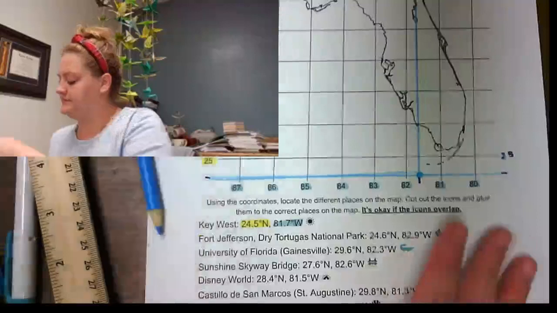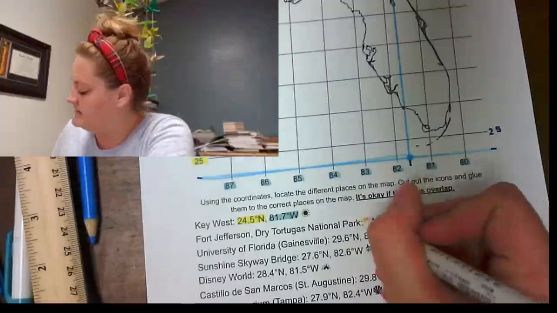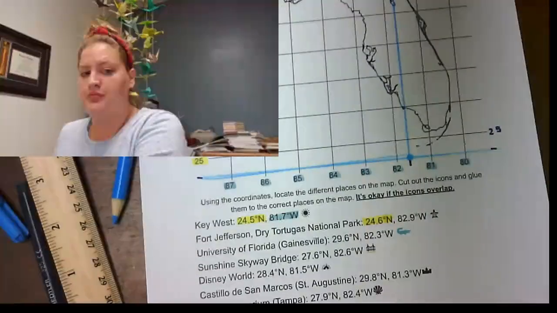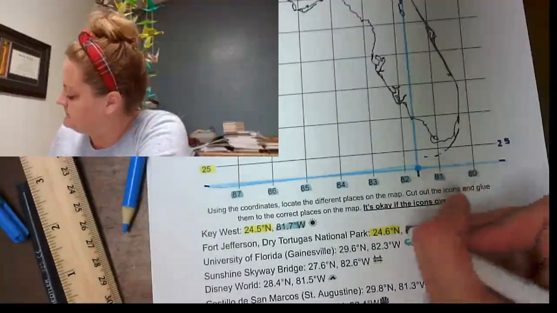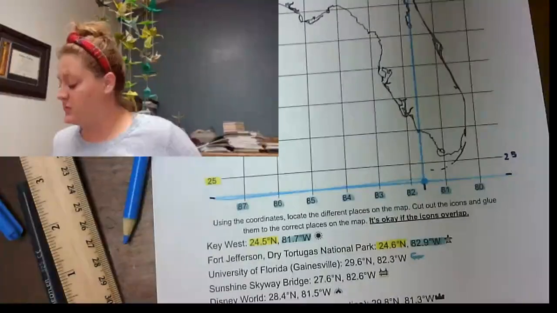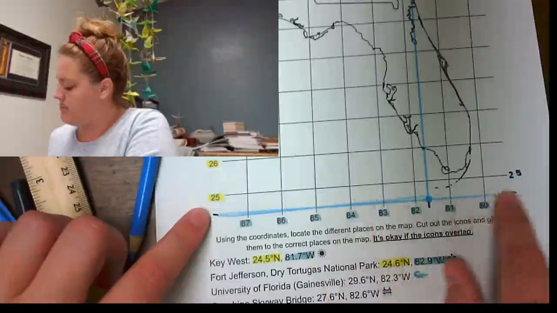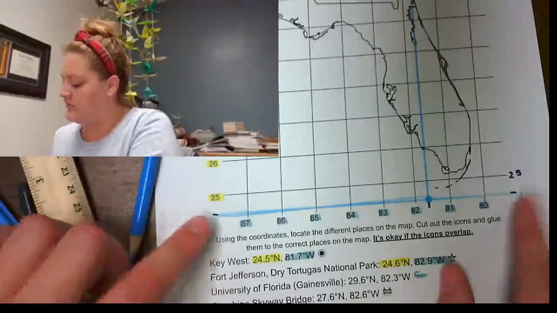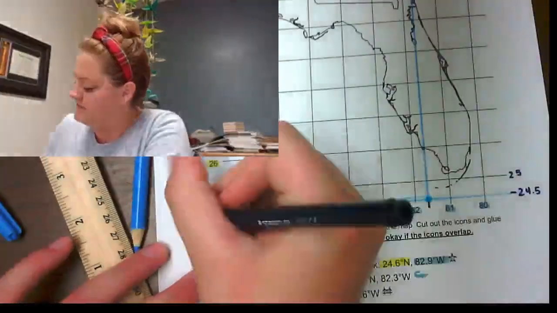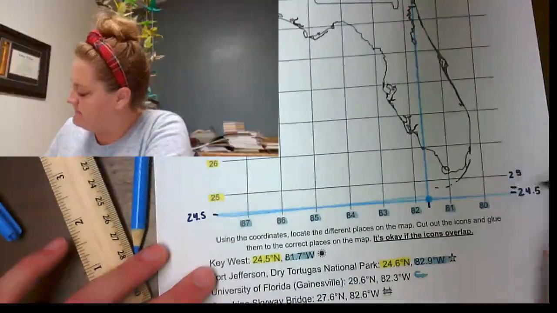Let's do a few more of these. Fort Jefferson, Dry Tortugas National Park. The latitude is 24.6 degrees north, and our longitude is 82.9 degrees west. And the little icon is a turtle. 24.6 degrees north. It's gonna be a little bit north of what we've previously drawn over here with the 24.5. This was 24.5, we just did that with the last one. 24.6 degrees north would be a little bit higher than that.